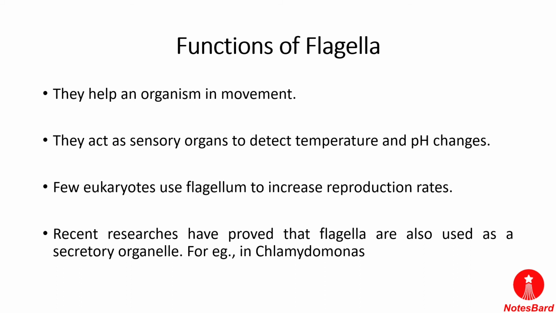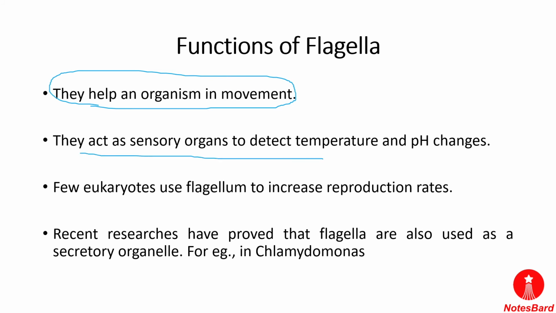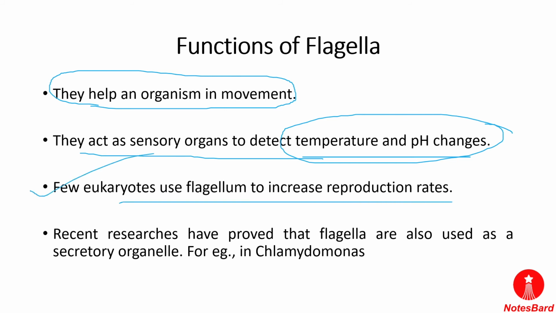Next is about the functions of the flagella. So flagella help organisms in the movement. They act as sensory organs to detect the temperature and the pH changes. It was depicted in the first slide itself, that they have sensory organs that detect the temperature and pH. Then there are a few eukaryotes that use flagellum to increase the reproduction rates. Now there is some recent research that has proved that flagella are also used as a secretory organelle. So this is the example.